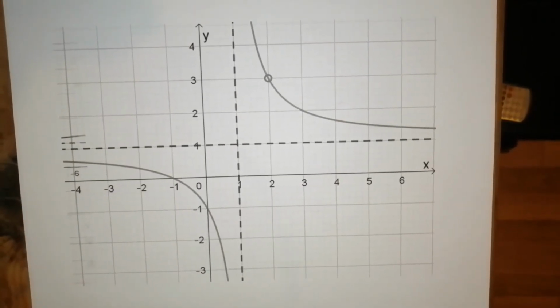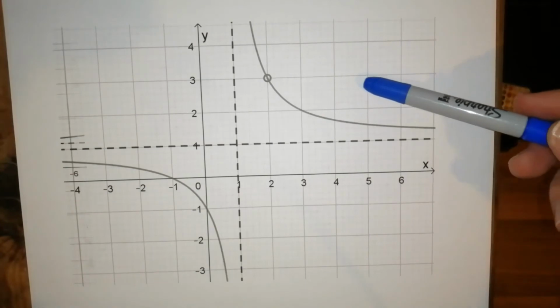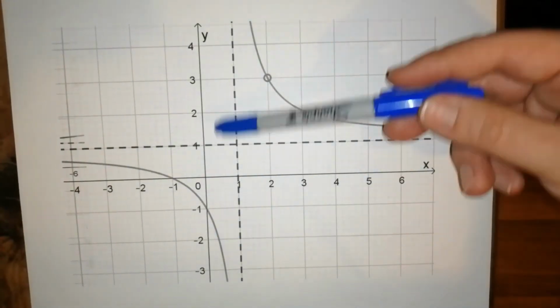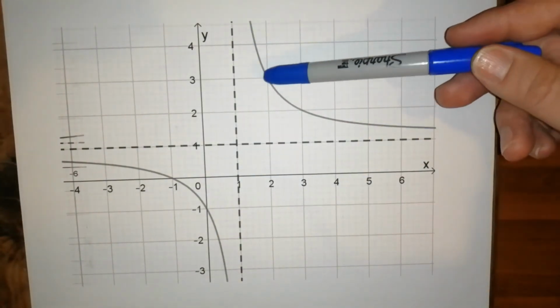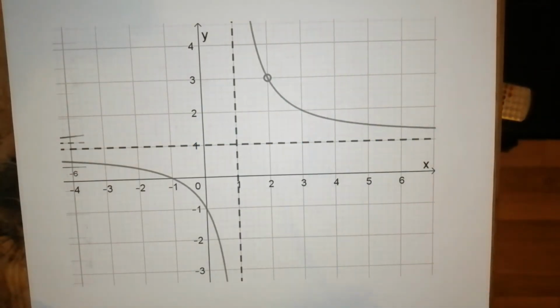Okay, now we're going to analyze the graphs. We're going to read the graphs, we're going to find the elements that we saw in class. The vertical asymptote, the horizontal asymptote, empty dots, the domain, and the range. So, in this one, observe, we have the graph of a rational function. You have an empty dot here, vertical asymptote, horizontal asymptote. So let's find the elements.